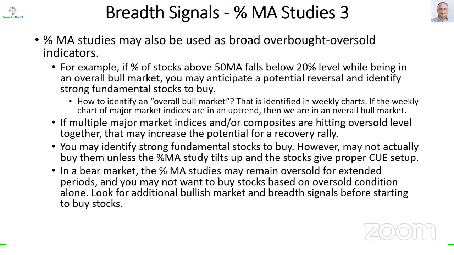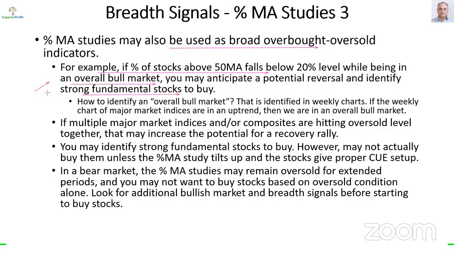Continuing, percentage MA studies may also be used as broad overbought, oversold indicators, and I explained that in the market recap videos. On the Q breadth charts, the 20% level and 80% levels are automatically drawn. If percentage of stocks above 50 MA falls below 20% level, while being in an overall bull market, you may anticipate a potential reversal and identify strong fundamental stocks to buy.